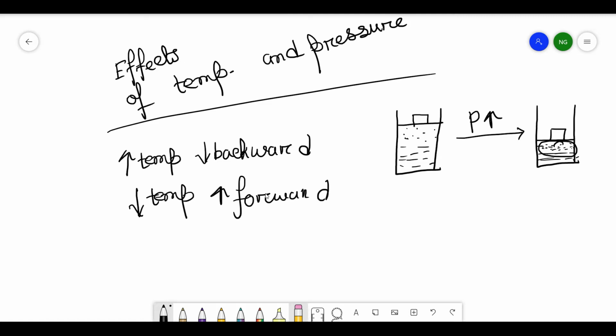From this effect of pressure, we can formulate a formula. Basically, the scientist Henry gave a mathematical expression according to this pressure effect on solute and solvent. So what is that, Henry's law and Henry's formula?